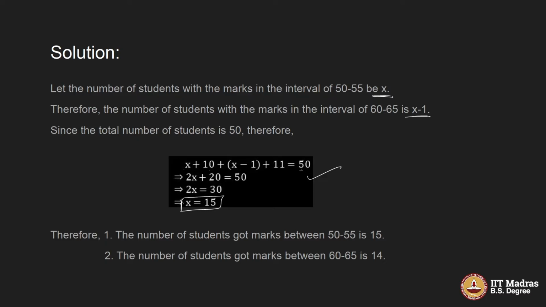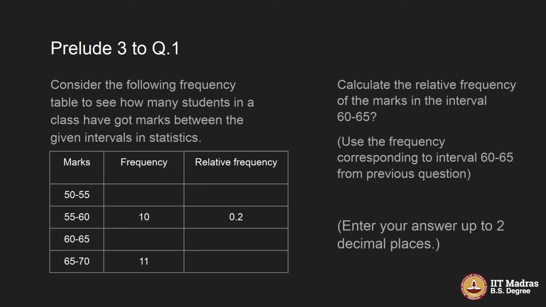So the number of students who got marks between 50 to 55 is 15. So the number of students who got marks between 60 to 65 is x minus 1, which is 15 minus 1, which is 14. Okay, now we have the next question. We have to calculate the relative frequency of the marks in the interval 60 to 65.